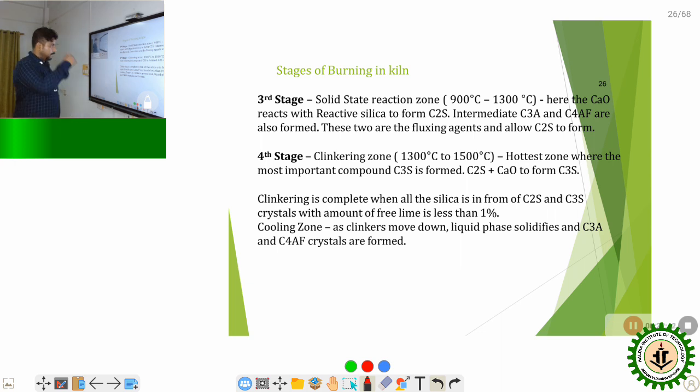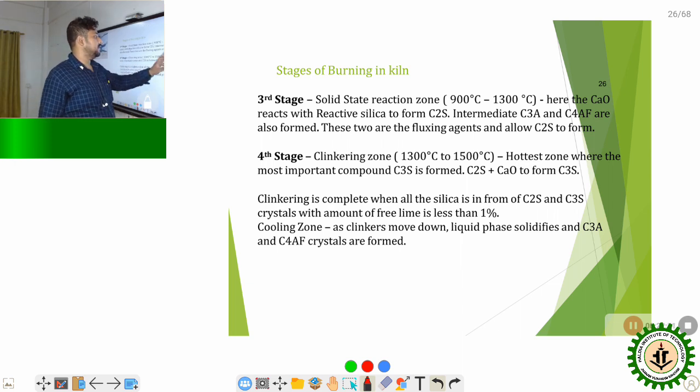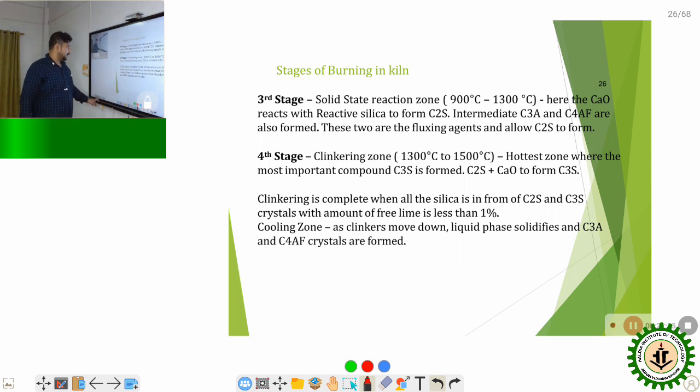The fourth stage is the clinker zone, the hottest zone, where we get clinker and the most important compound C3S is formed: C2S plus CaO forms C3S. Clinker is complete when all the silica is in the form of C2S and C3S crystals, with free lime less than 1%. In the cooling zone, as the clinker moves down, the liquid phase solidifies and C3A and C4AF crystals are formed.